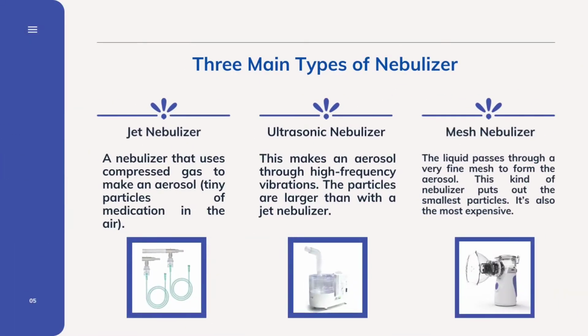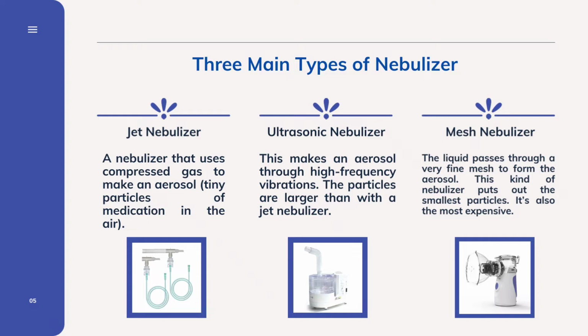There are three main types of nebulizers. These are the jet, ultrasonic, and mesh nebulizer. The first one is the jet, which uses compressed gas to make an aerosol, or tiny particles of medication in the air. Jet nebulizers are effective in delivering formulations that cannot be delivered with pressured metered dose inhalers and dry powdered inhalers. For instance, antibiotics, mucolytics, liposomal formulations, and recombinant products such as pulmozyme inhalation solution. These are some of the medications that can be delivered via jet nebulizers.